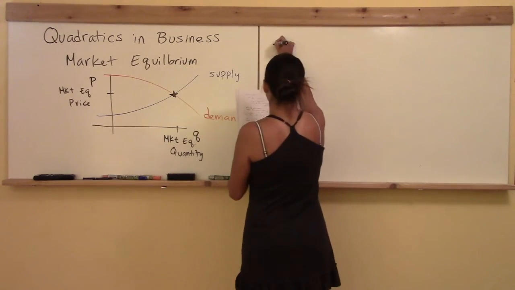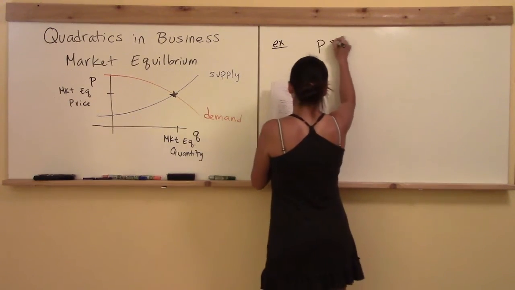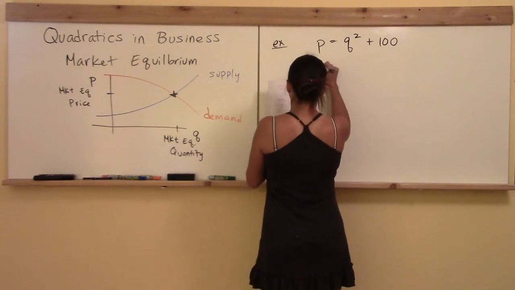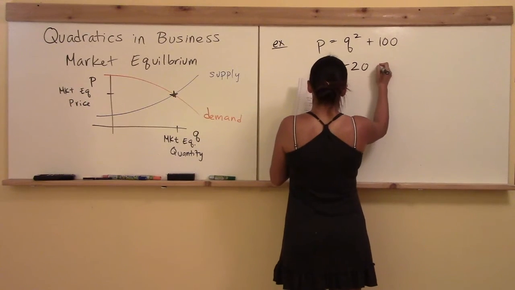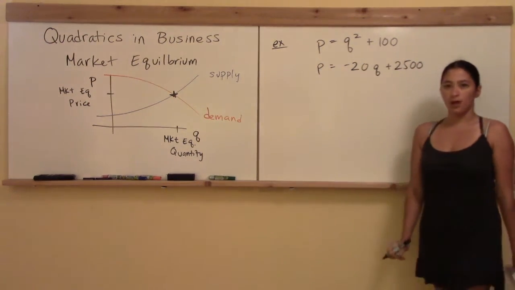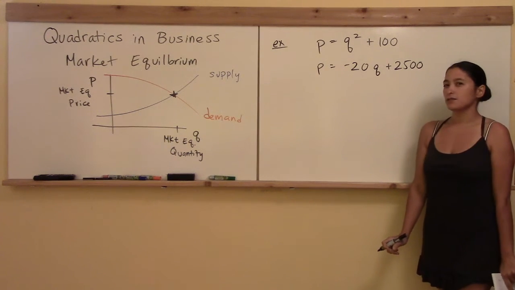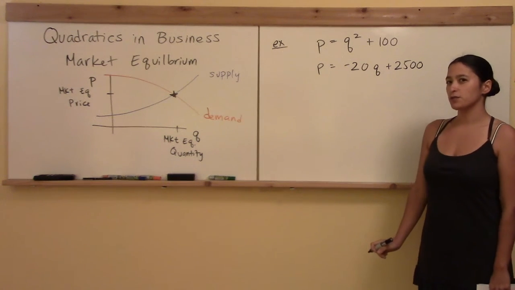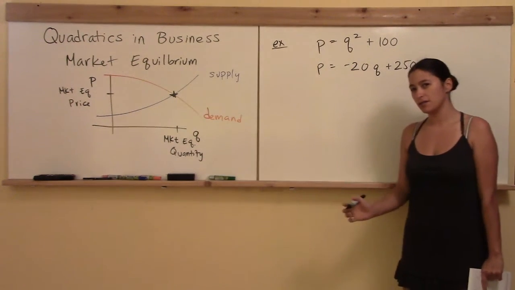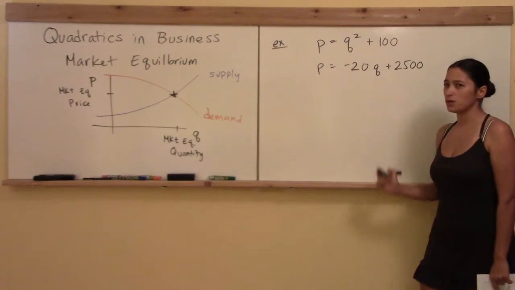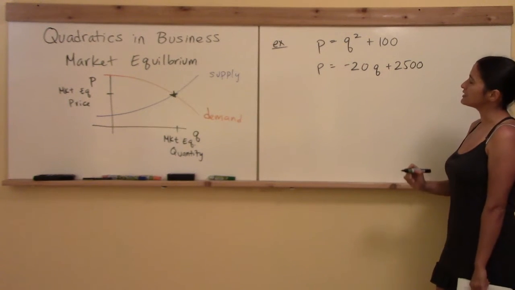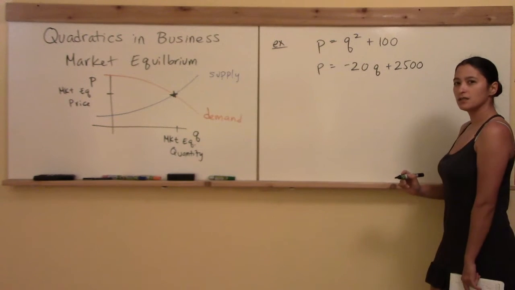Okay, so let's say, for example, I have two pricing functions. P equals Q squared plus 100, and P equals minus 20Q plus 2500. Okay, so let's look at these for a minute. I didn't write which one is supply and which one is demand, but from the picture there, knowing that one of them is going up and the other is going down, and from what you know about quadratic functions and linear functions, can you pick out which one is supply and which one is demand?